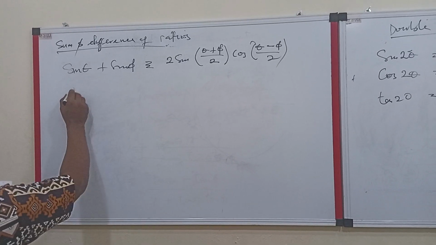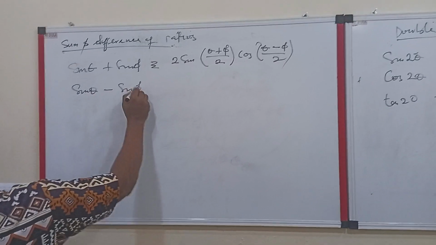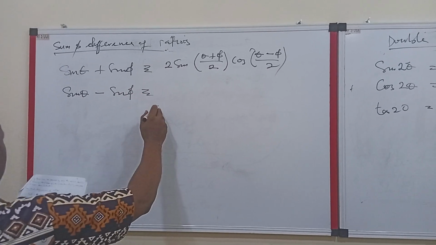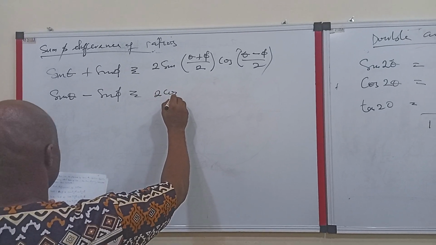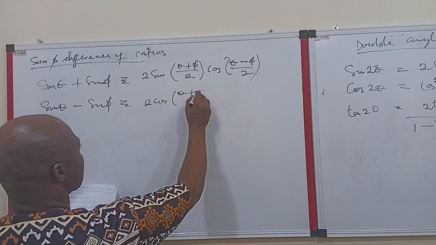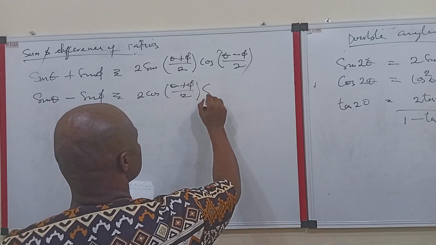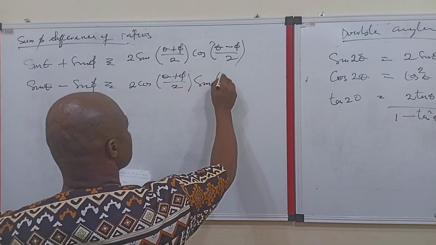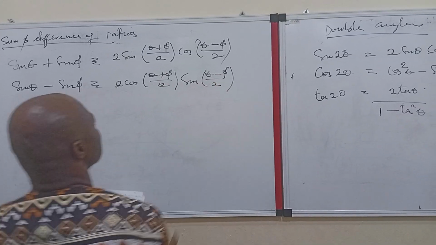Then for that of sine theta minus sine phi, we have it as 2 cos (theta plus phi) all over 2, sine (theta minus phi) all over 2.